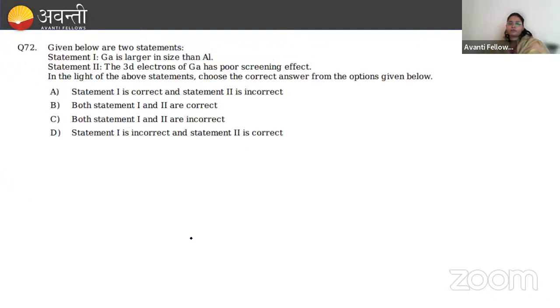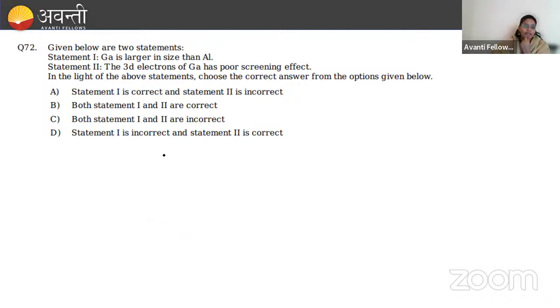Okay. Next, given below are two statements, statement 1 and statement 2. Gallium is larger in size than aluminum. The third electrons of gallium has poor screening effect. In the light of the above statements, choose the correct answer from the options given below. A, B, C, D. We have given 4 options and statement 1 true है या second true है, correct, incorrect. इस तरह से हमको ये question पूछा गया है.